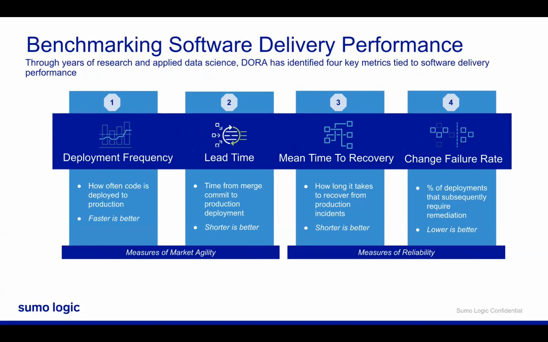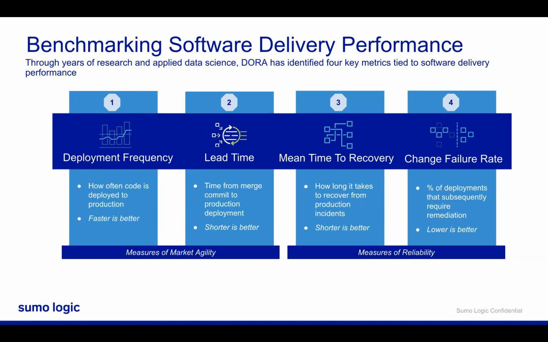Now, the four metrics around these two basic categories are defined as follows. First, deployment frequency: how often your code goes to production, and here faster is better. Then the lead time from commit to a production deployment, where a shorter time is better. On the reliability side, mean time to recovery: how easily and quickly you can recover from any kind of defects or issues, and here shorter is better.